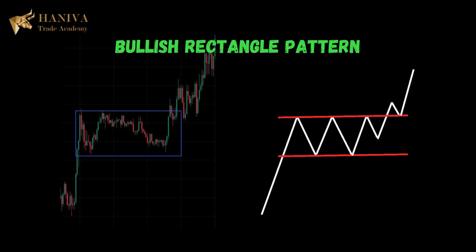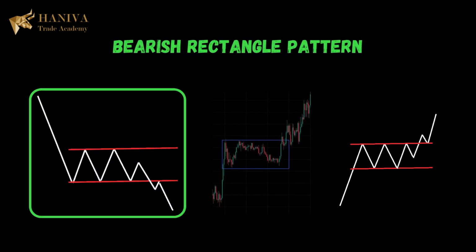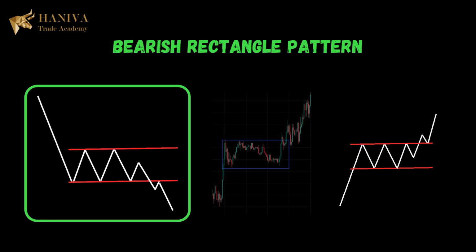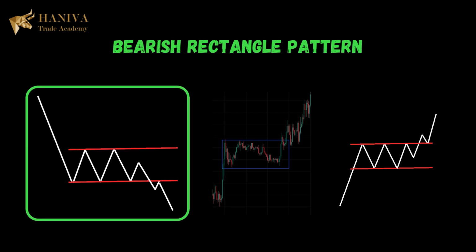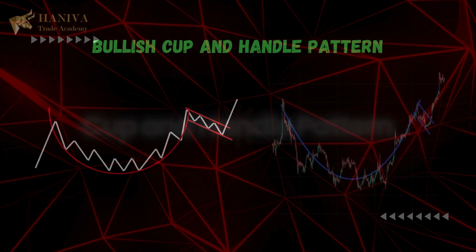In a bullish rectangular pattern, the price moves between two support and resistance levels after an upward trend, and after breaking out of the formed rectangle, it continues its upward trend. The bearish rectangular pattern is the opposite of the bullish rectangular pattern, where the price continues downward after breaking the rectangle pattern.